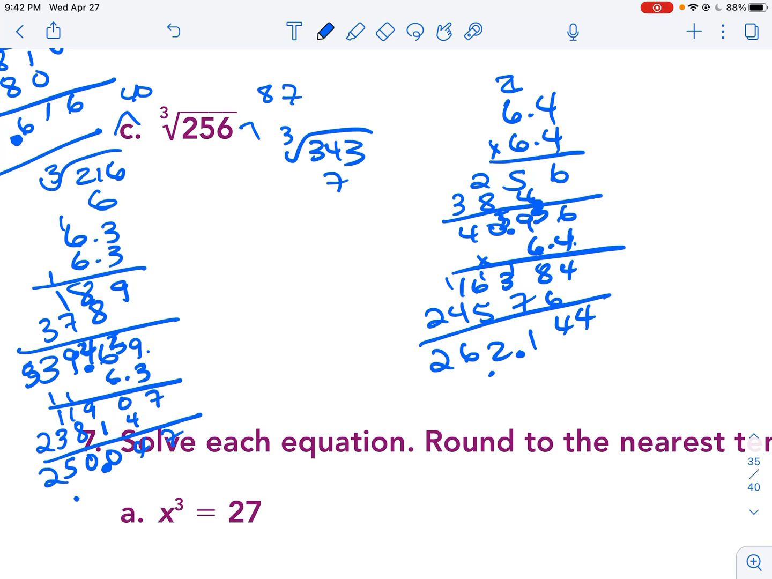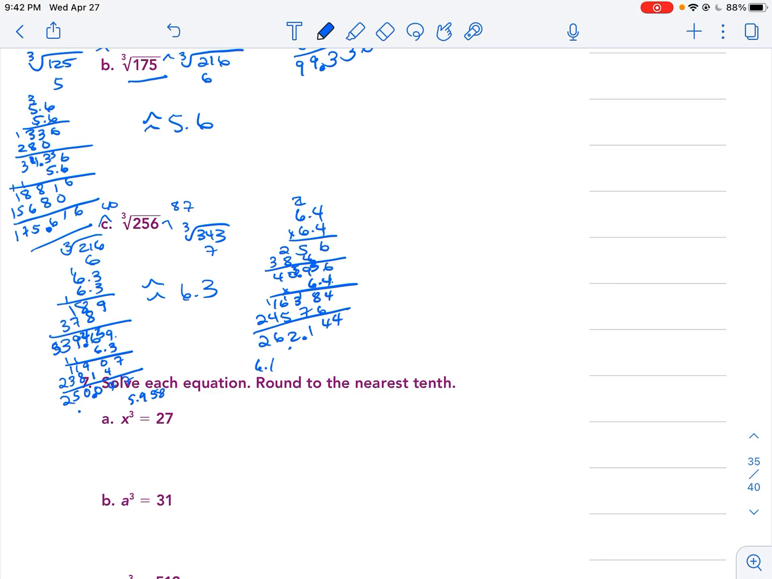So 256 minus 250.042 gets 5.9. 5.8 away, and 262.14 minus 256 gets 6.1. 6.1. So that means this is approximately 6.3. Okay.